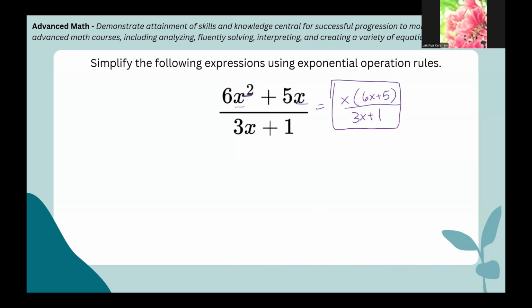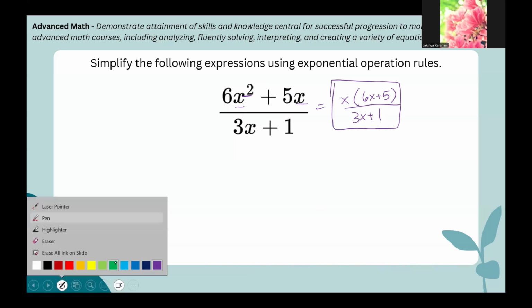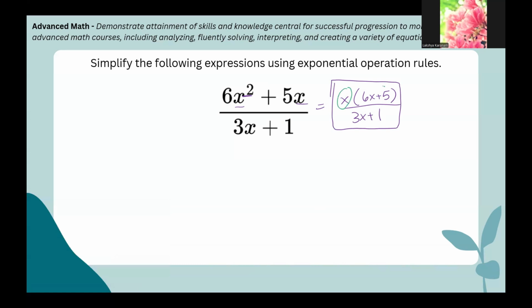The way that you know that you're done simplifying something is I look at each term, right? So this is a term, x is a term, 6x plus 5 is a term, and 3x plus 1 is a term. Each of these terms cannot be factored anymore, so we know that we're done simplifying.